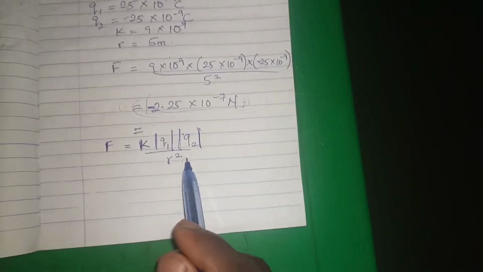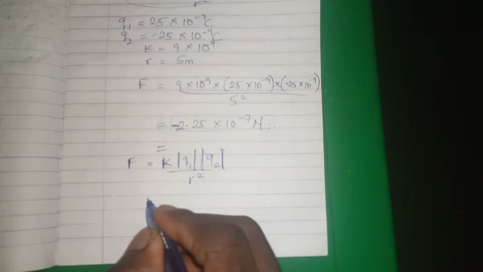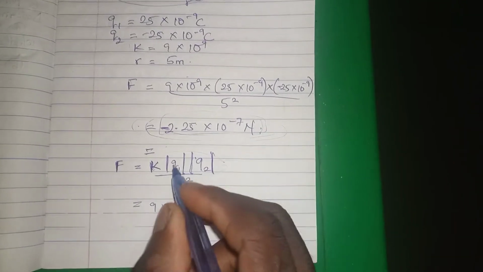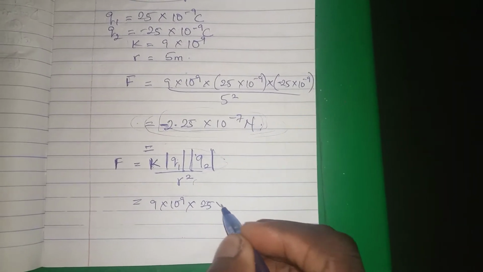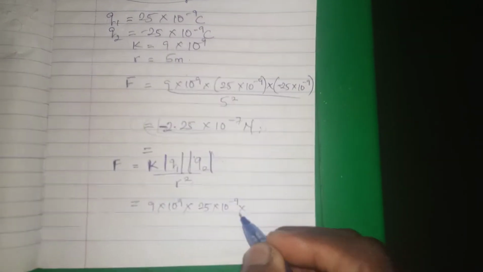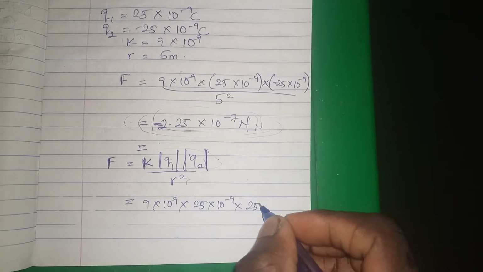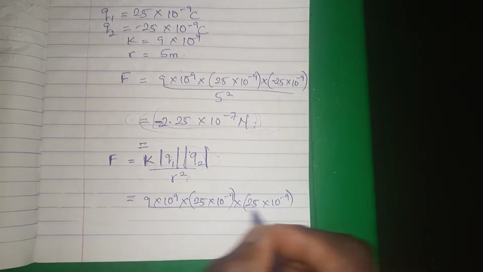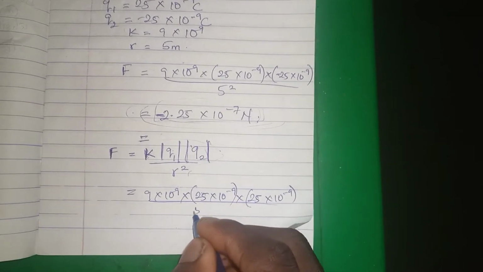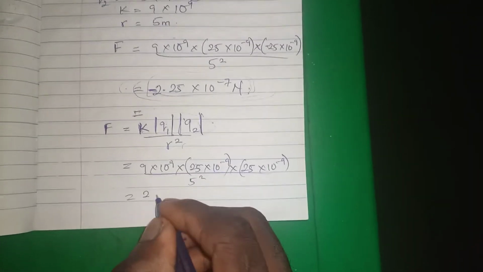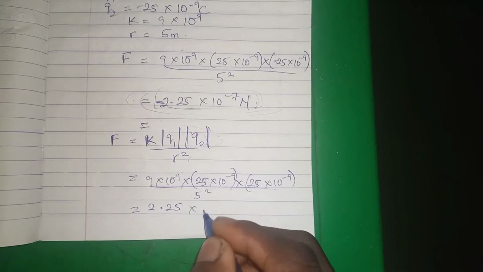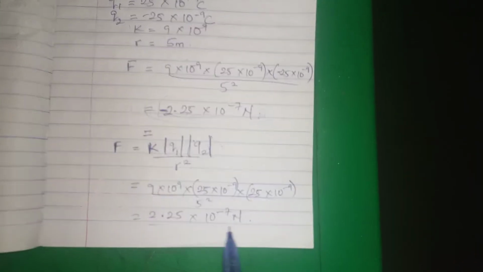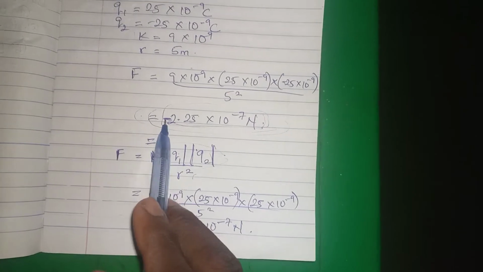And now look at how we go about this. We impute everything. This time around, since it's modular, definitely 25 is positive. Then this one that was supposed to be negative will still be written as positive. 25 times 10 raised to the power minus 9 all over 5 square. So this time around, we're writing our force as 2.25 times 10 raised to the power minus 7 Newton. So the basis of our determining which type of force this is, is not the sign here.